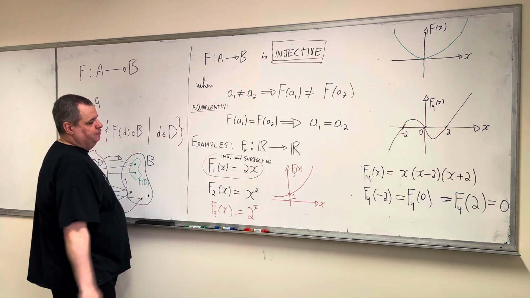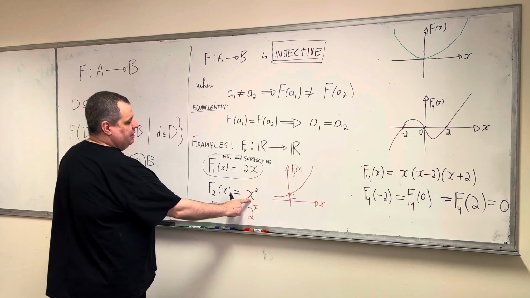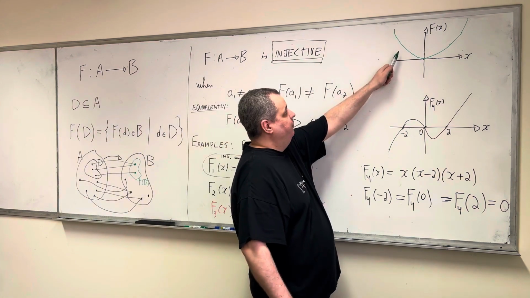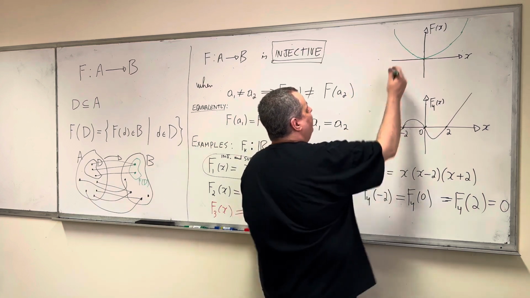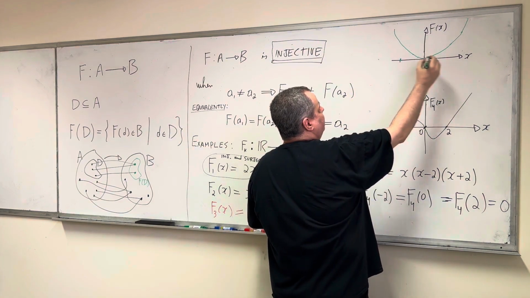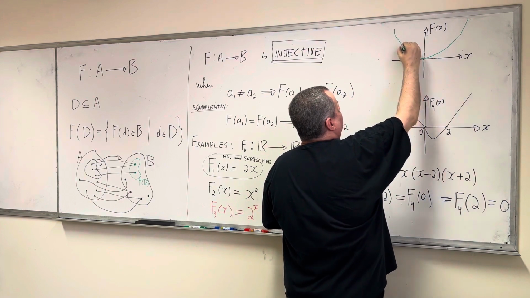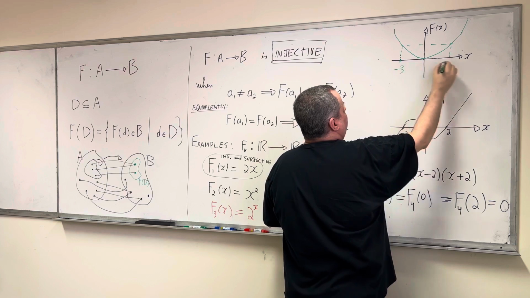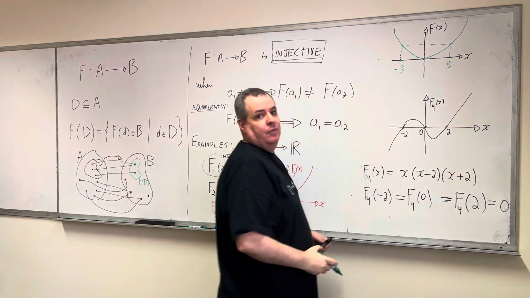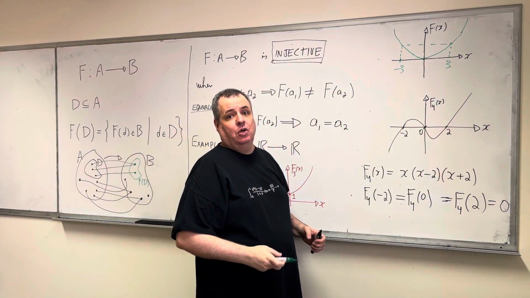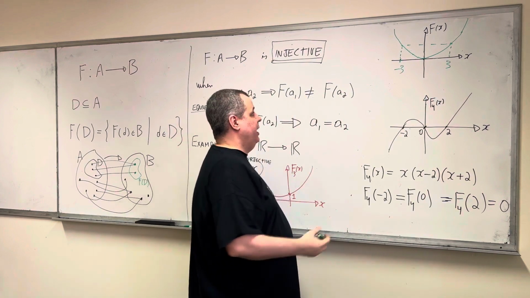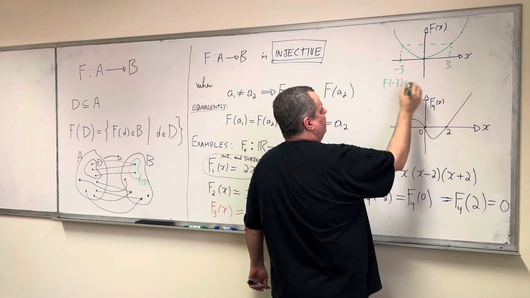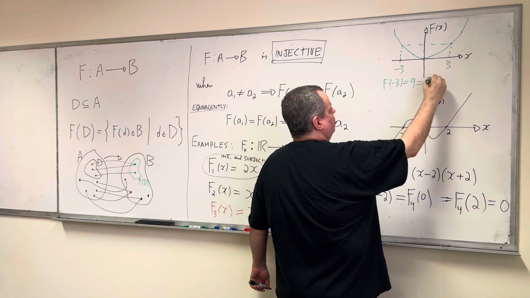How about f2? The function takes the square. So I plot the diagram of f2 here. If I have two different points, for instance, -3 and 3, they go to the same point of the codomain. They are mapped to the same point, right? f of -3 is -3 squared, which is 9, which is equal to f of 3.